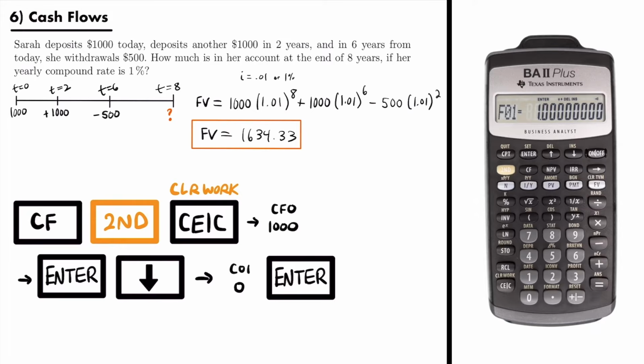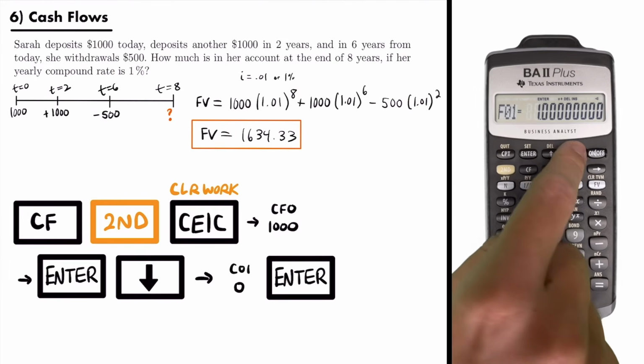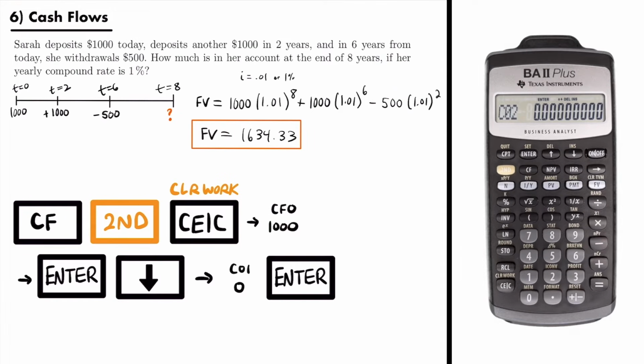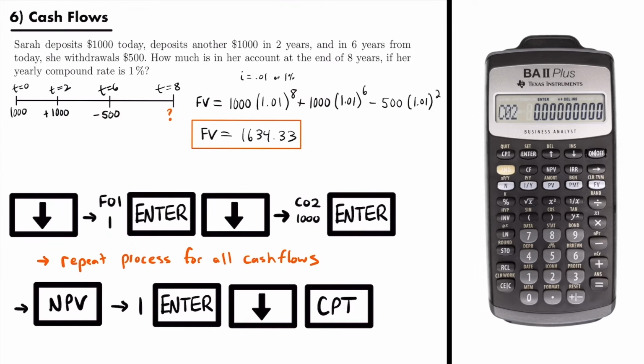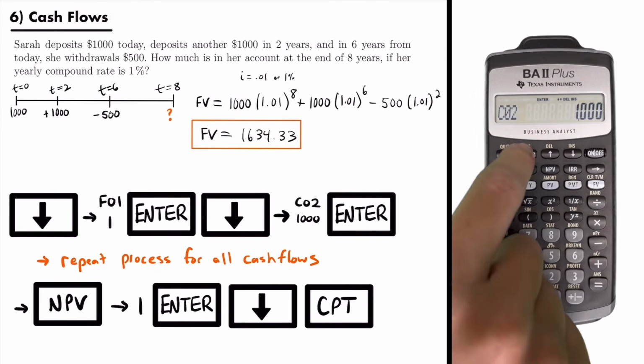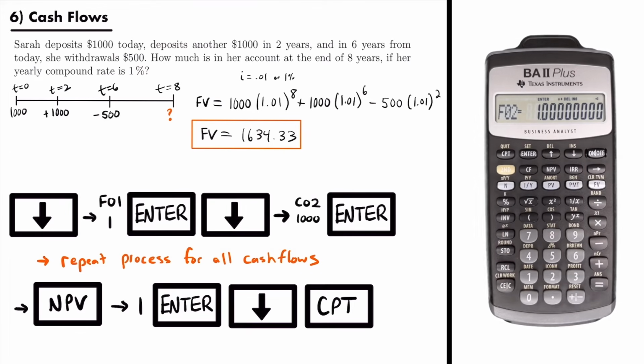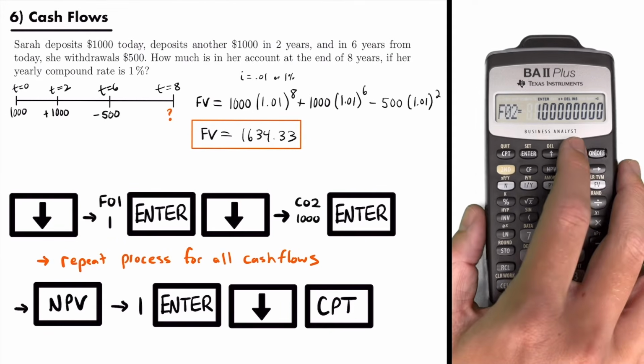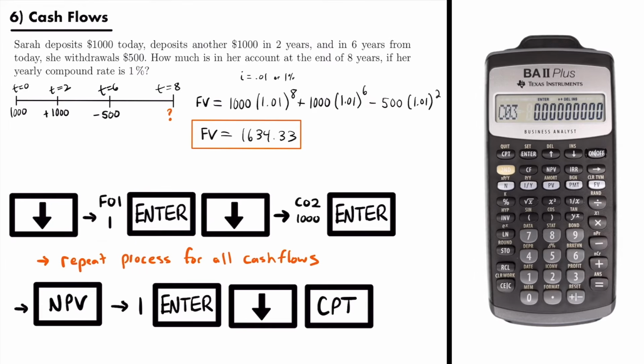And so I will hit enter, and then we will move on to our next cash flow, which is cash flow at time 2. Our cash flow at time 2 is another deposit of $1,000. So once again, I'll type in 1,000 and hit enter, and then I'll hit the down arrow. The frequency of that cash flow is just 1, so I don't need to change anything there. I can hit enter if I'd like to, but I don't have to. So I'll hit the down arrow. And now we are on our third cash flow.